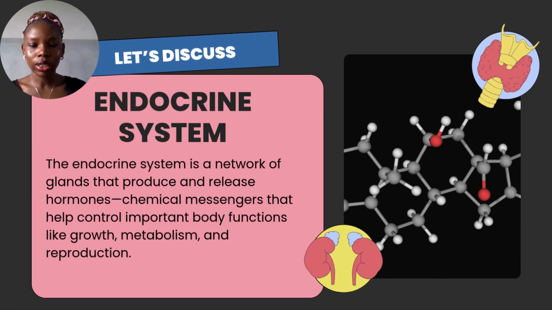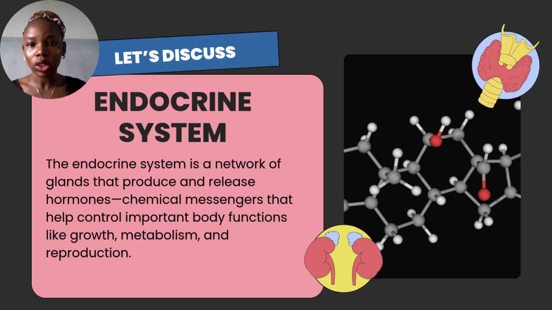Now, let's take a look at the endocrine system. The endocrine system is a network of glands that produce and release hormones. And I've already told you that hormones are chemical substances that are produced by the endocrine glands and they are transported to target areas. And on getting to the target area, they do what? They activate all other organs in the target areas.